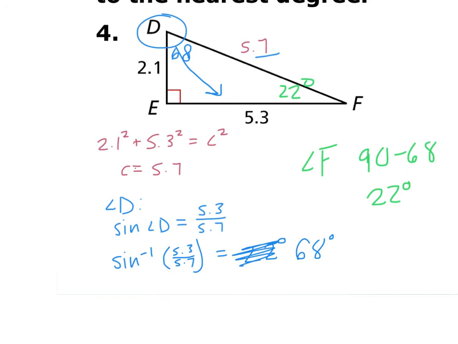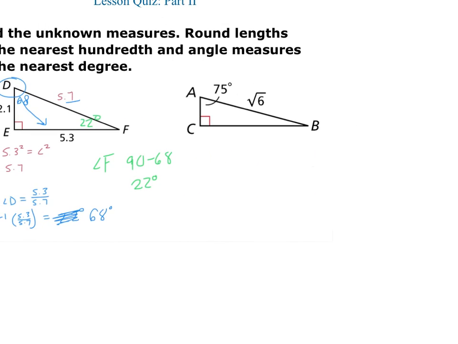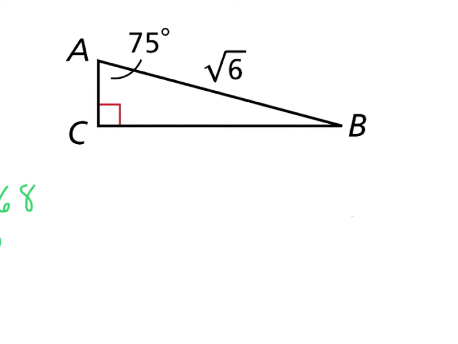Okay, we have one last problem. Any questions on this one? So here it gives us an angle measure and a side length. How can we find the other angle measure right off the bat? So angle B. 90 minus 75. Yeah, 90 minus 75. So what is angle B? 15.